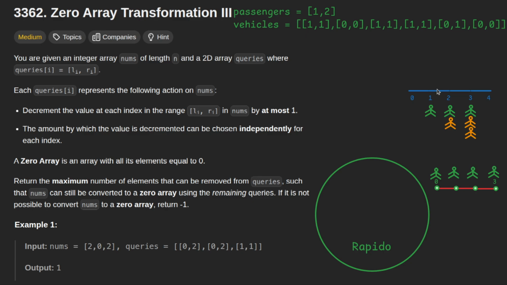I have passengers only at 1 and 2, 1 at 1 and 2 at 2. That means for going to sector 0, 1 passenger, for going to sector 1, 2 passengers, for going to sector 2, 2 passengers. Rest all is nothing, right? And we have vehicles like 1100.